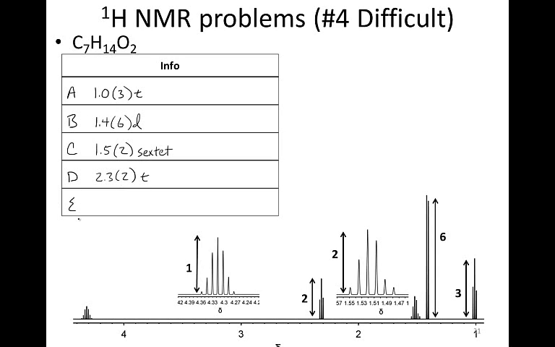And then the final peak, peak E, is going to show up at 4.3, and here's the zoom in of that region right here. So the signal at 4.3 is going to have an integration of 1, and a 1, 2, 3, 4, 5, 6, 7 peak splitting pattern. So again, the shift is 4.3, integration of 1, and overall splitting pattern of 7.